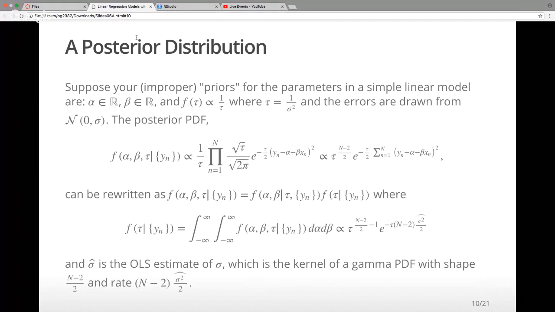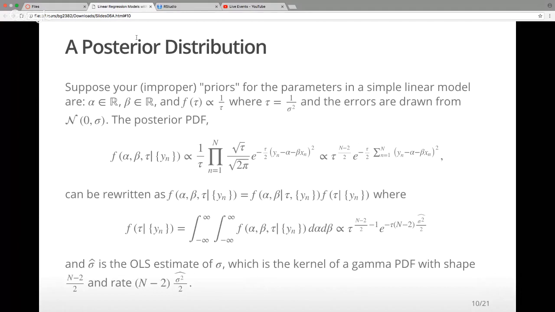You can simplify this to this expression: tau raised to the power (n minus 2)/2, e raised to the power negative tau over 2 times the sum of squared residuals, the sum of squared errors. So we can simplify it down like that. Now, a useful trick, although how you apply it in any particular situation varies. But here we have a posterior PDF, or at least a posterior kernel, for alpha, beta, and tau, which are the 3 parameters we don't know.